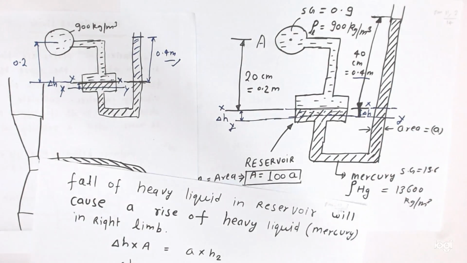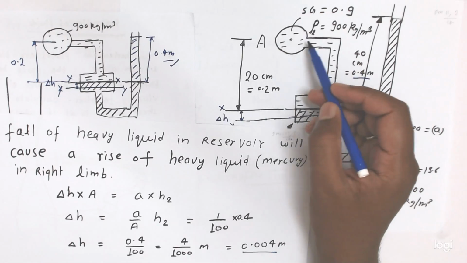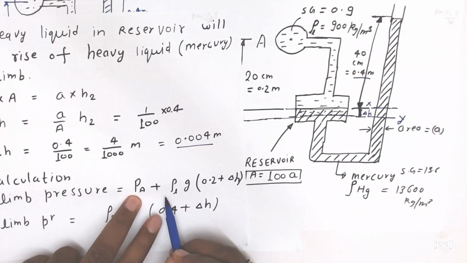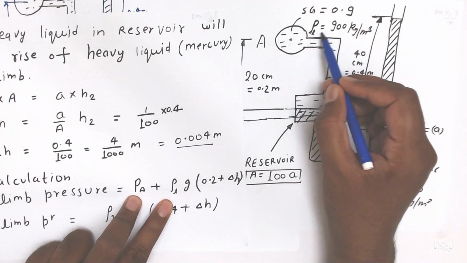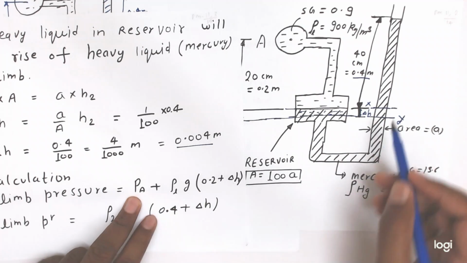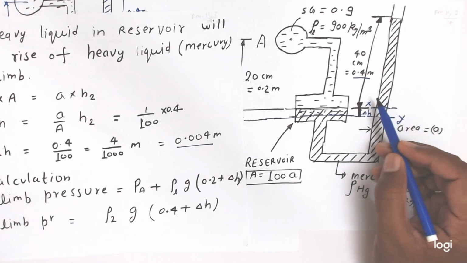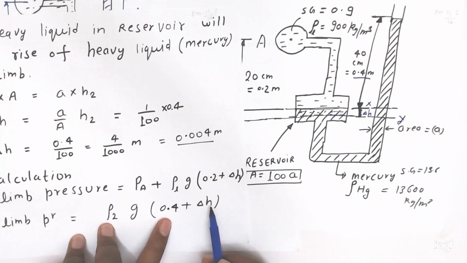Okay friends, so for the left limb, total pressure is equal to PA plus rho L G, whatever liquid is there, rho L G times the total height 0.2 plus delta H. Similarly, the right limb pressure is equal to rho GH. So how much is there? Pressure is equal to rho 2 G times 0.4 plus delta H.